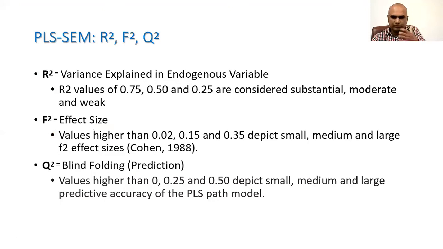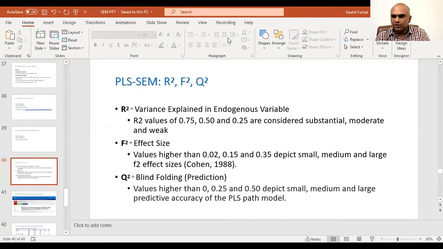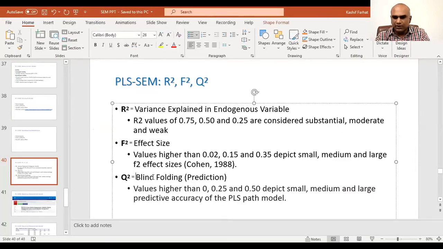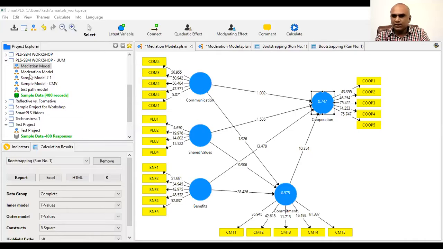Q-square, I've not done Q-square. I'm really sorry, we're short of time. Actually, Q-square is pretty easy. Let me do it. This is called blindfolding. This is for prediction, and a lot of people do it for prediction. It's pretty simple, pretty easy to do. Let me do it. So let's say I want to do prediction. I have a predictor model.